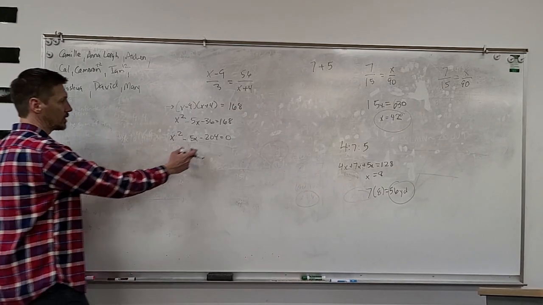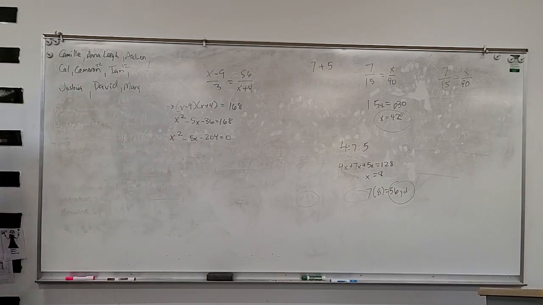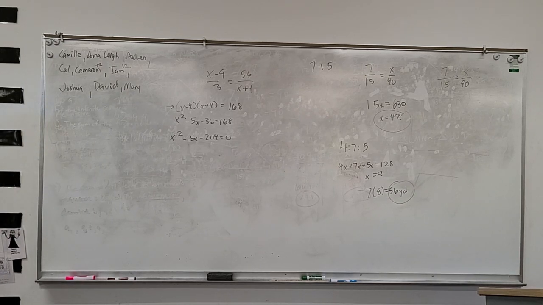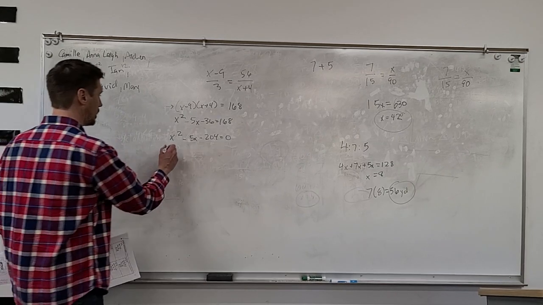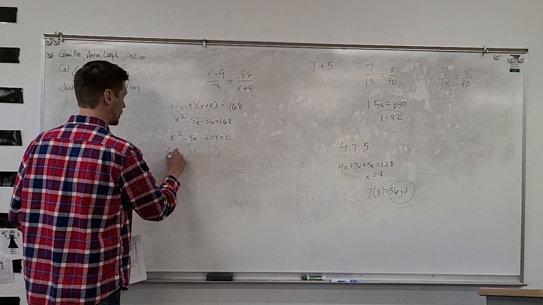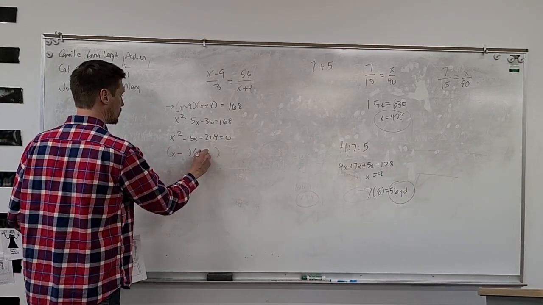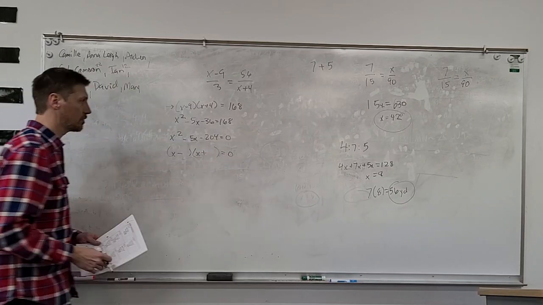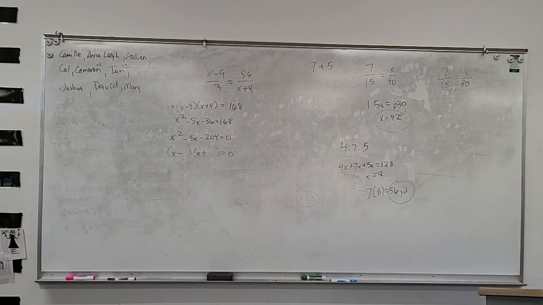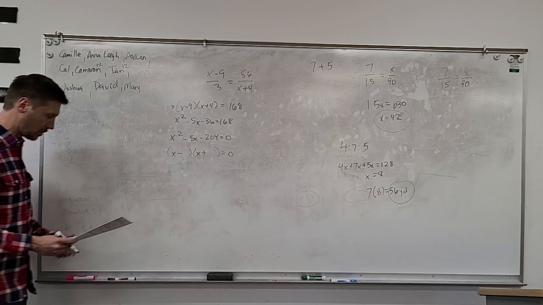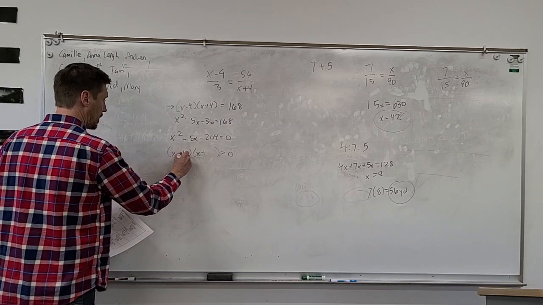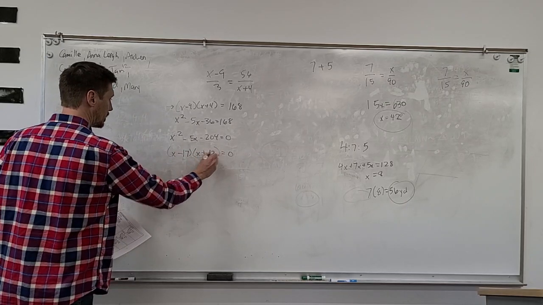I don't think I would expect you to know what the factors of 204 are. But you can figure it out. You're smart enough to do that, right? So if you figured it out, you would say x, one of them's got to be minus, one of them's got to be positive. So you're looking for the factors of 204 where the difference gives you a 5, specifically a negative 5. So it turns out that we're going to have a minus 17 and a positive 12.